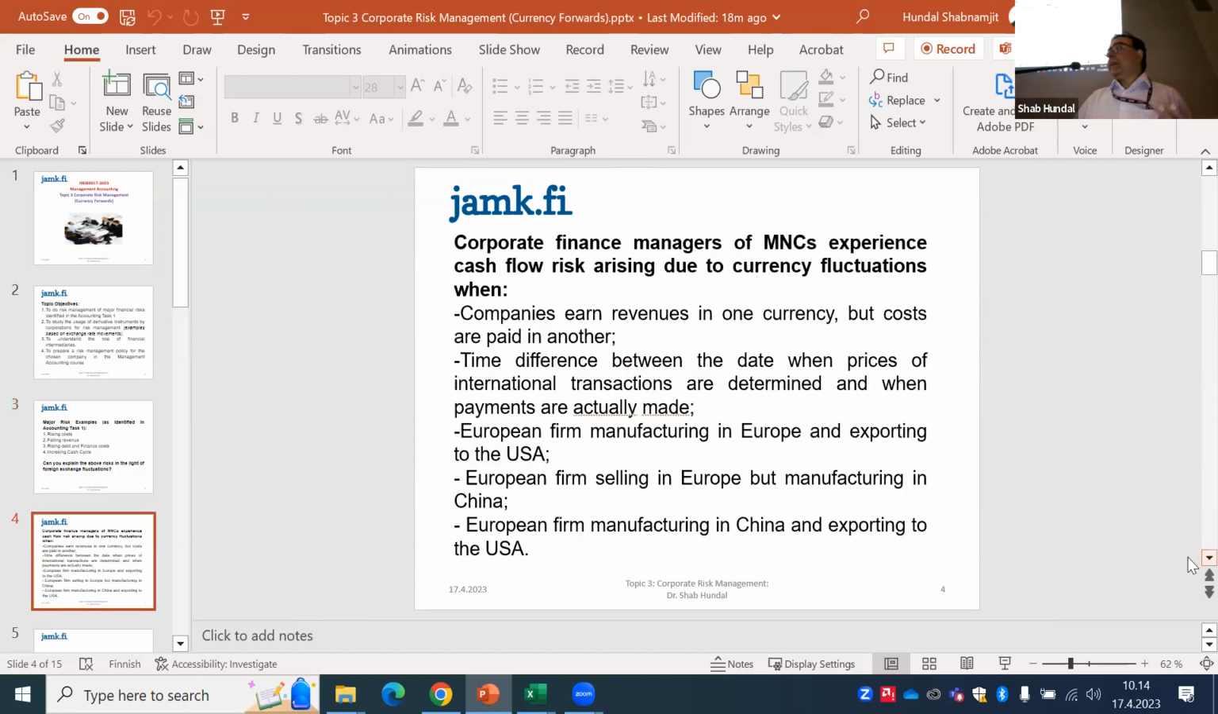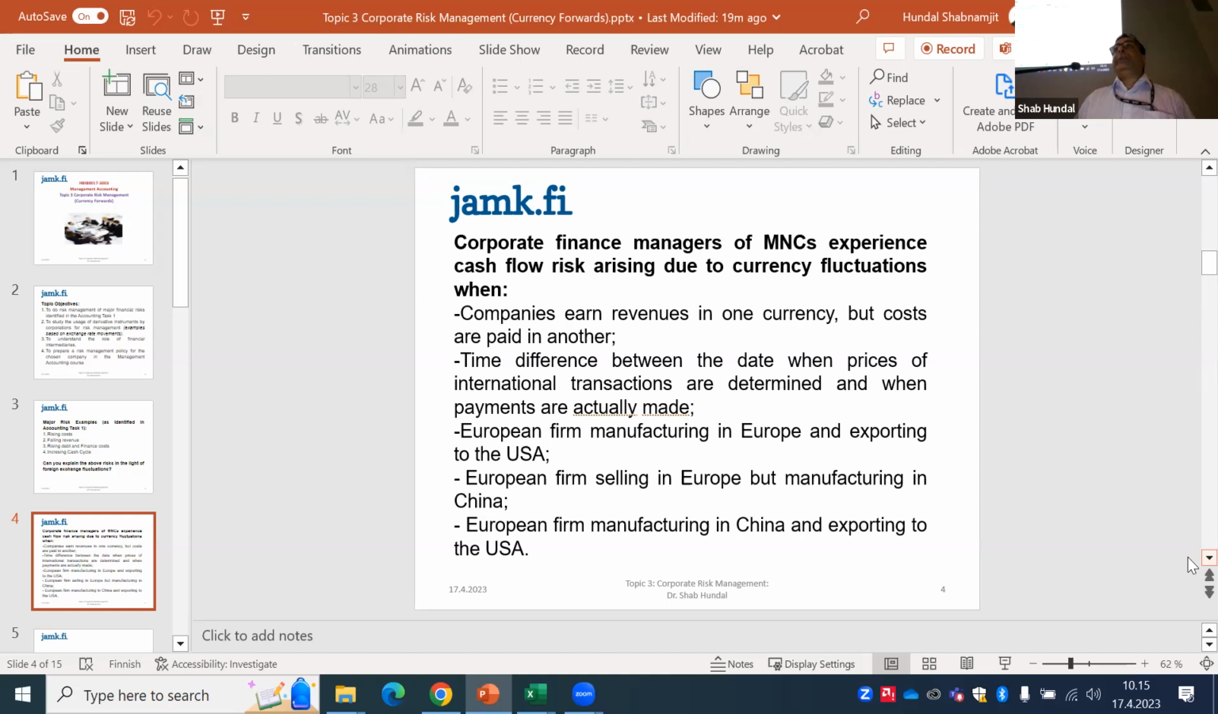These days, and not only these days, but I think for a long time, companies are exposed to these types of risk in the foreign exchange markets. You earn revenue in one currency, but the costs are paid in another. You get my point? So you are earning all the revenue in Finland in euro, but the major cost component is paid in Chinese currency, because all your factories' manufacturing is taking place in China, for example.